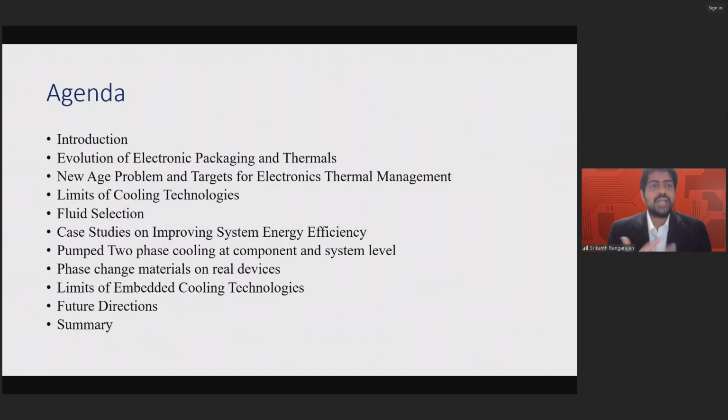The agenda looks like this: I'm going to start with an introduction. I'm also going to talk about the evolution of electronic packaging and thermals. We're also going to talk about the new age problem and targets for electronics thermal management, and limits of some of the cooling technologies and the fluid selection, and some case studies on improving system energy efficiency, and a case study on the pump to two-phase cooling at component and system level, and then the transient thermal management using phase change materials on real devices, and then the limits of embedded cooling technologies, the future directions, and summary.